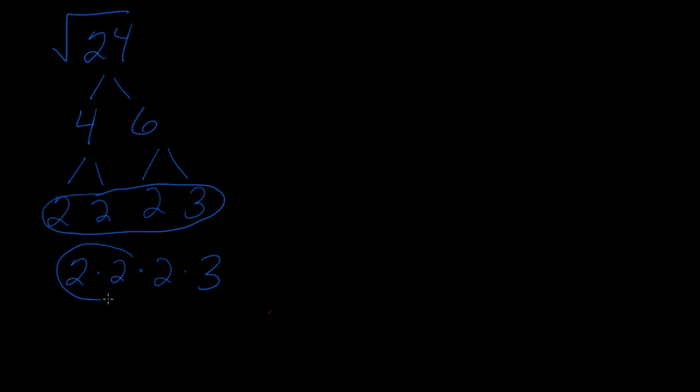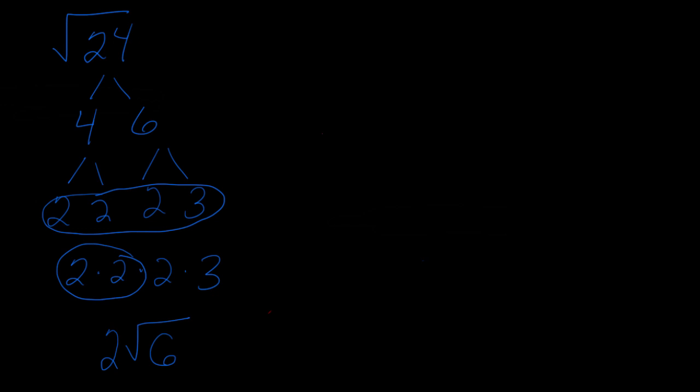I'm going to go ahead and circle my pairs. Notice in this case I have two numbers not circled, so I'm going to multiply them together to put them under the radical. The numbers that are circled, I'm going to pull 1 out and put it on the outside.